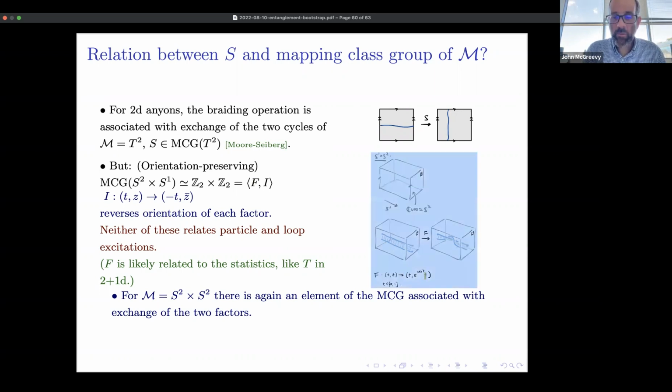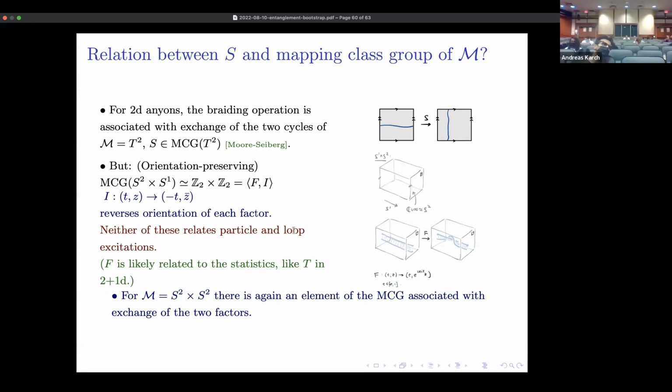Here's an explicit expression for it. So you do a rotation: as you go around the circle, you do a 2 pi rotation of the sphere. And neither of these things is related to the braiding statistics between particles and loops. I think this thing is likely related to the statistics, whether the particles are bosons or fermions. It's the fact that it's a Z2 operation rather than an infinite order operation, like in 2 dimensions, that is related to the absence of anions. But neither of these is the S matrix. In 4 dimensions, associated with the pairing manifold S2 times S2, you can again exchange the two S2s, and so the S matrix is again associated with the mapping class group. But in general, it's not.